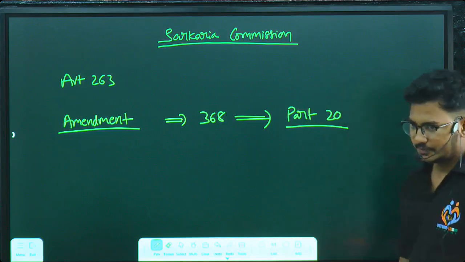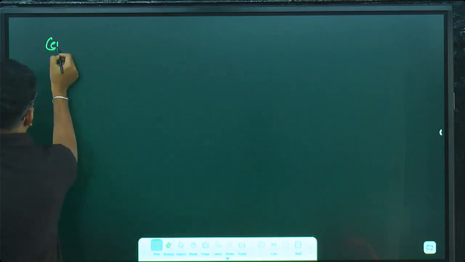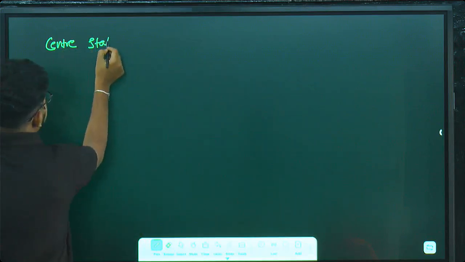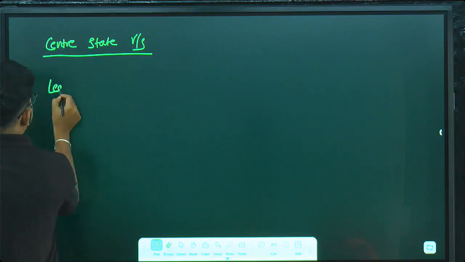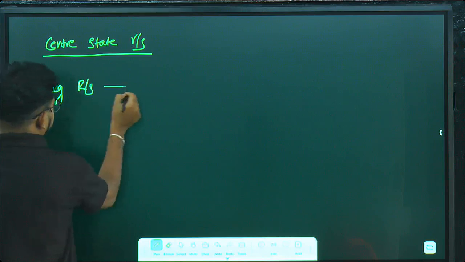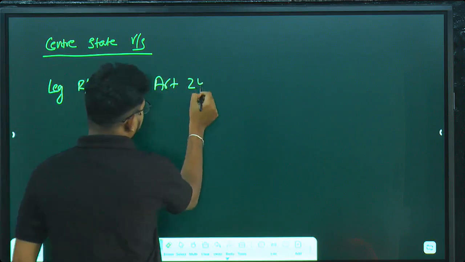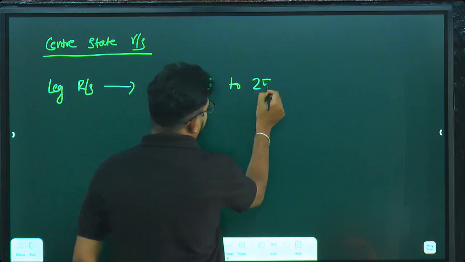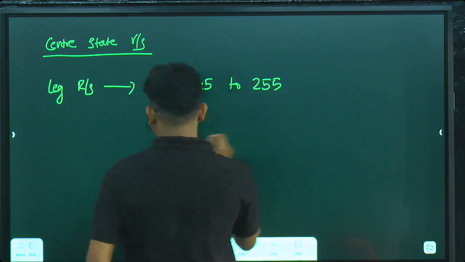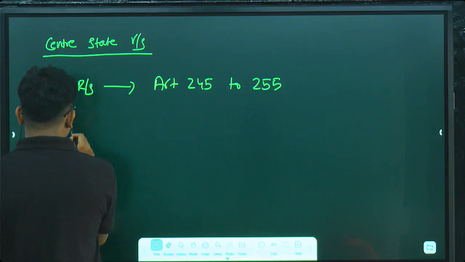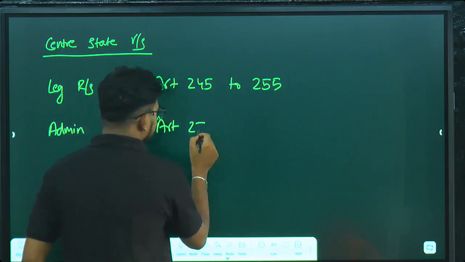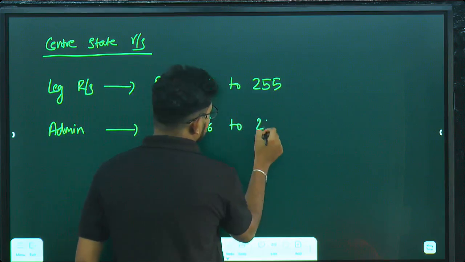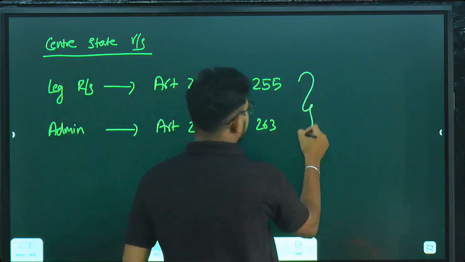So let's have a quick revision again. We have seen center-state relations. First, we have seen legislative relations, which come under Article 245 to 255. And then we have seen administrative relations from Article 256 to 263. So these two will come under Part 11.